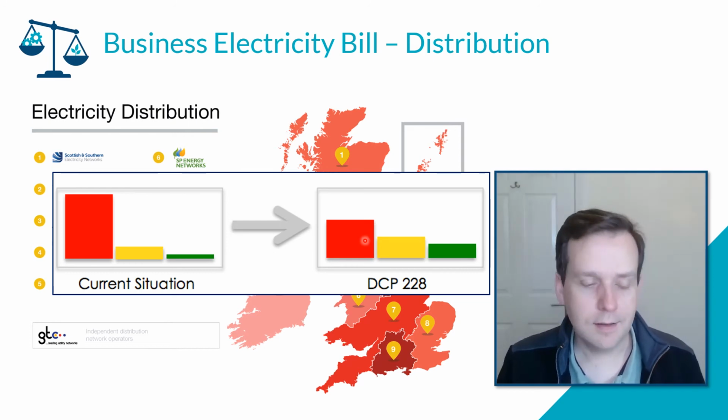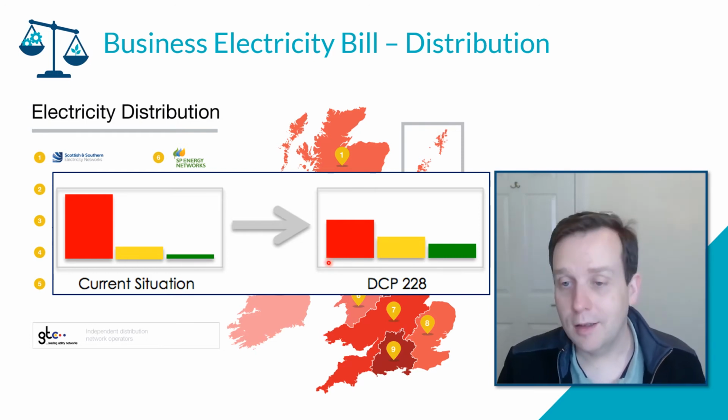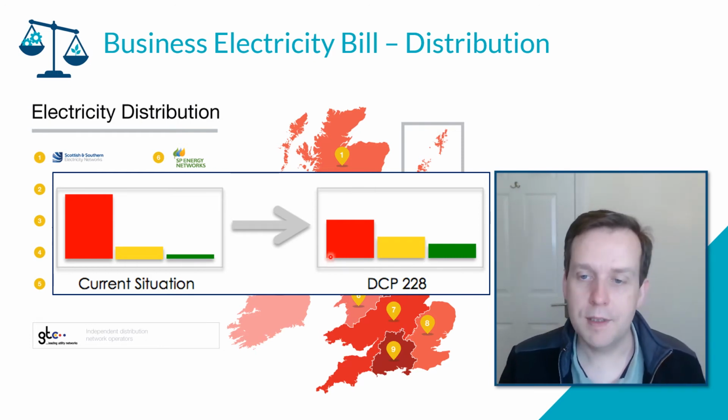You can imagine a restaurant that opens up the kitchens at 4 ready for dinner at 6, or hotels, or whatever sort of business. There's very little they can do to avoid using electricity during the red period.